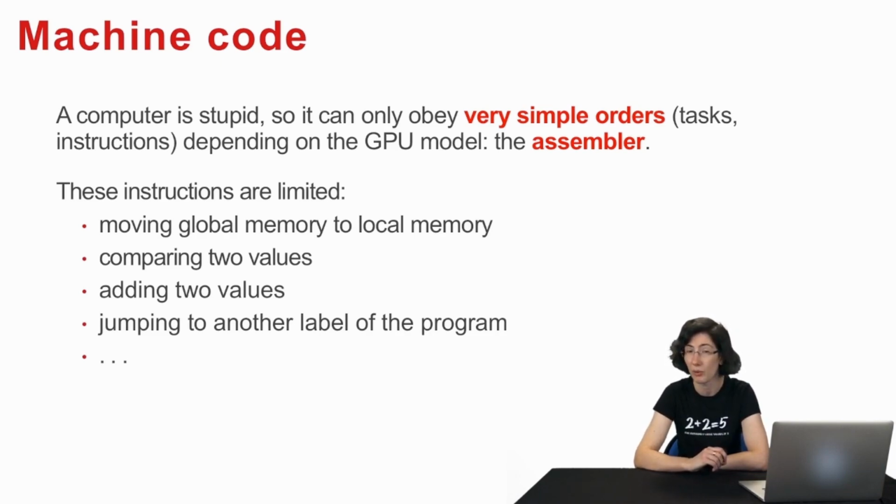There's only a finite number of them, a small number, and so the kind of things a computer can do is transfer things from the global to the local memory. It can compare two values. It can add, multiply, and divide two values. It can also jump to another label of a program to do loops or run tests. So, many very simple, unit things.